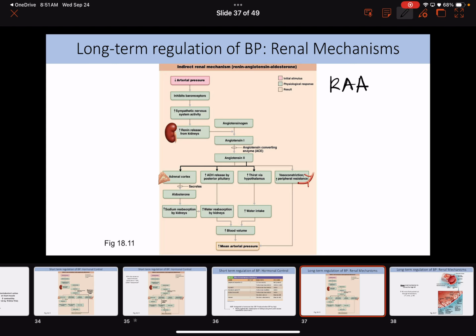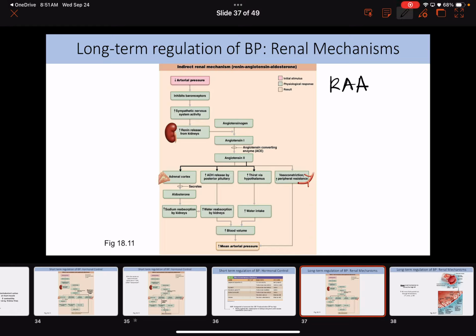But that angiotensin 2, again, on the short term, is going to vasoconstrict our vessels. But while that's happening, we're also working on long-term resolutions. So angiotensin 2 causes more ADH, which causes more water reabsorption, higher blood volume, higher blood pressure. It also causes the adrenal cortex to release more aldosterone, which means more sodium is reabsorbed, which means more water is reabsorbed, more blood volume, higher blood pressure.